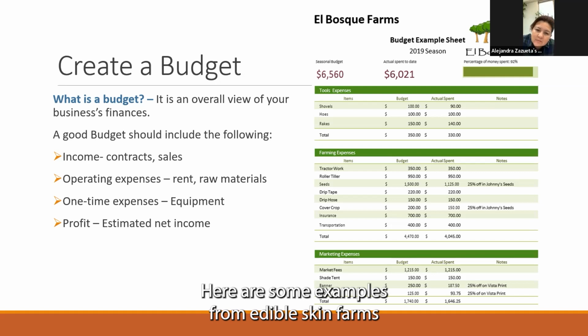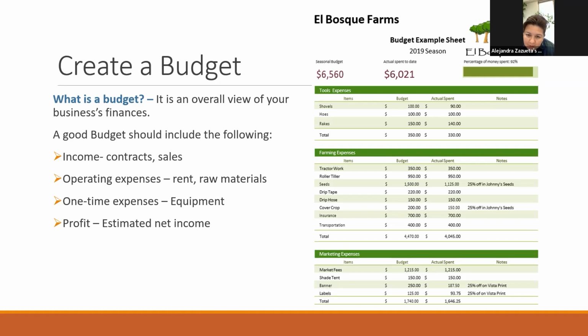Here's some example from El Bosque Farms. These are all just expenses. You know, shovels, hoes, or rakes, tractors, things like that, all of those things.